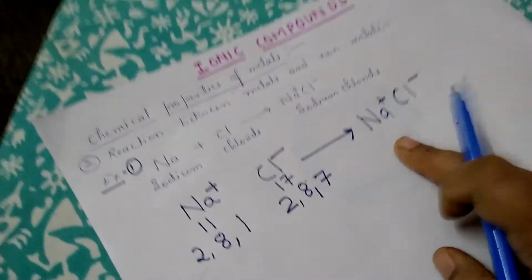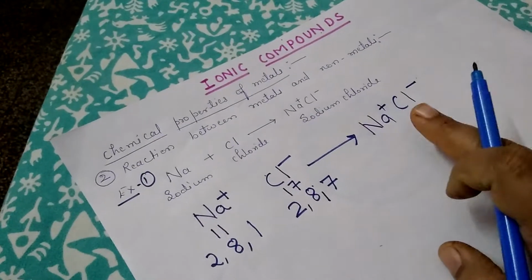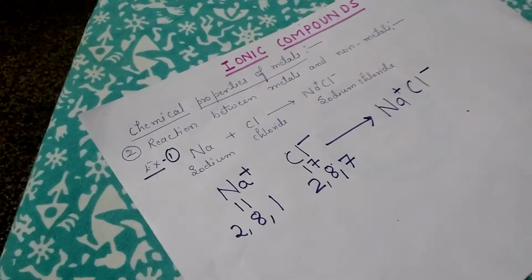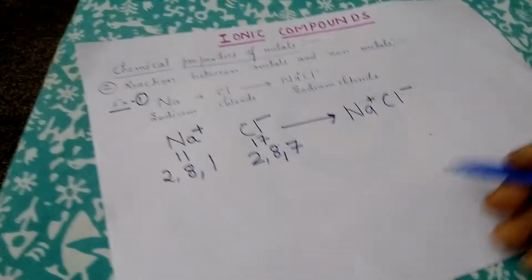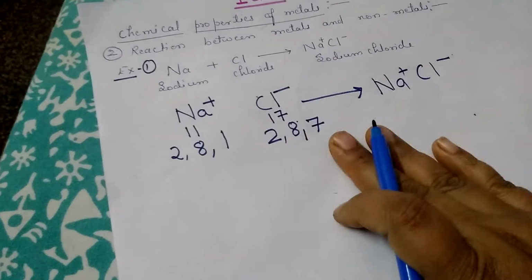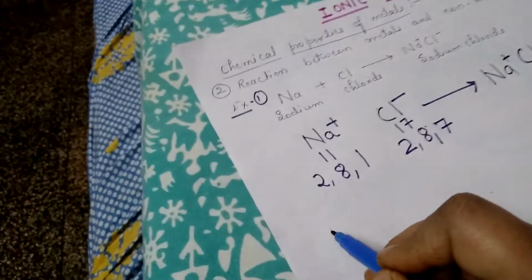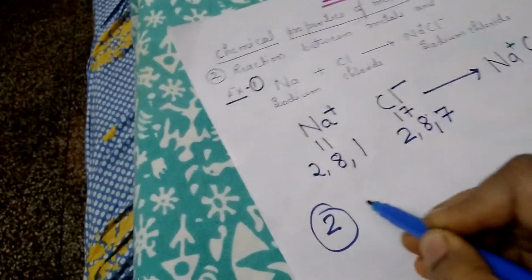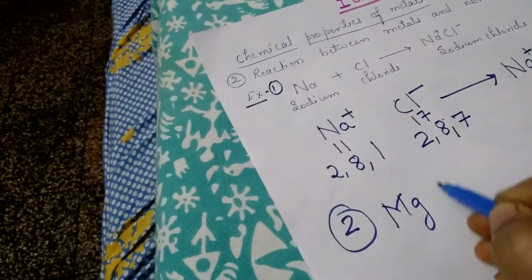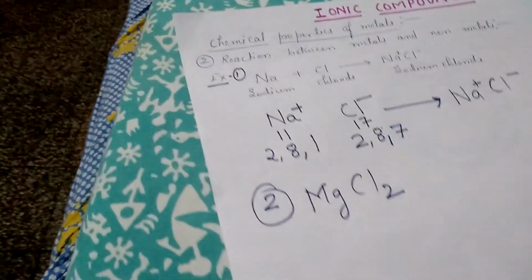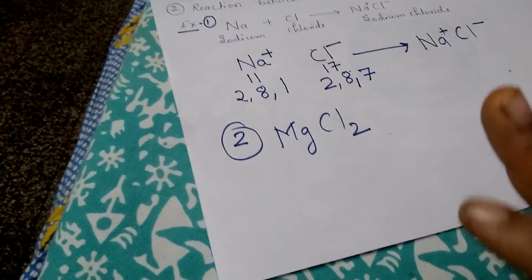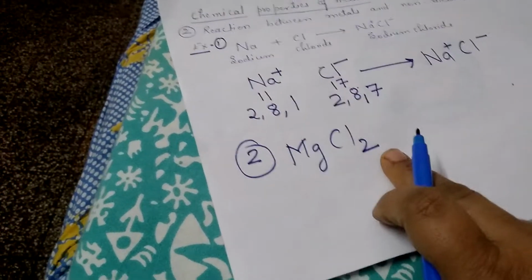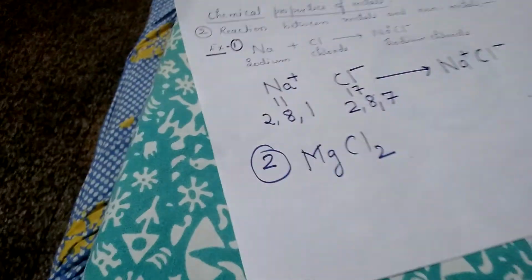Ionic compounds are also called electrovalent compounds. Thus when metals and non-metals react, they form ionic compounds. Let us try to understand this with the help of another example, that is the formation of magnesium chloride, MgCl2. The magnesium chloride formula is MgCl2. It's not NaCl. The formula also depends upon the give and take of electrons.